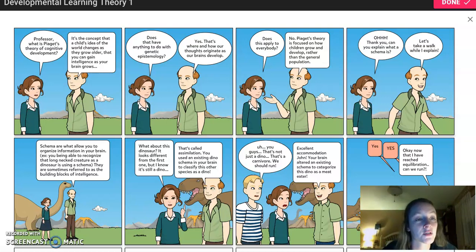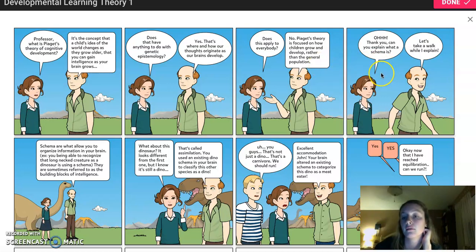It starts with, Professor, what is Piaget's theory of cognitive development? And the professor says, it is the concept that a child's idea of the world changes as they grow older, that you can gain intelligence as your brain grows and develops. Does that have anything to do with genetic epistemology? Yes, that's where and how our thoughts originate as our brains develop. Does this apply to everybody? No, Piaget's theory is focused on how children grow and develop rather than the general population.